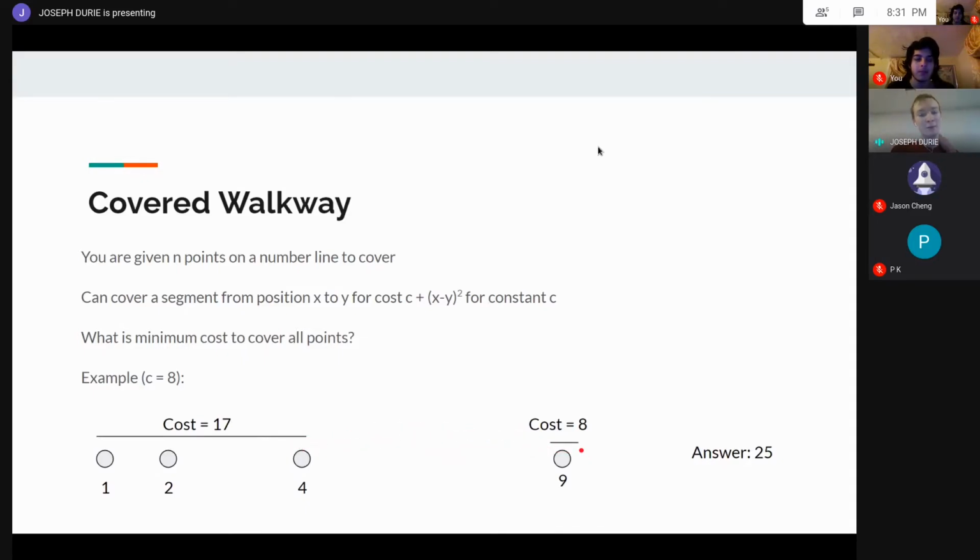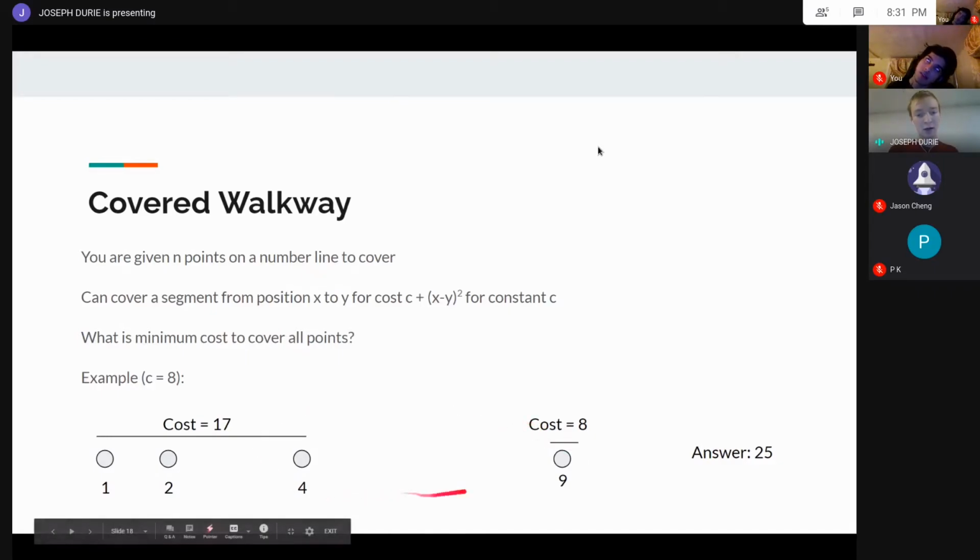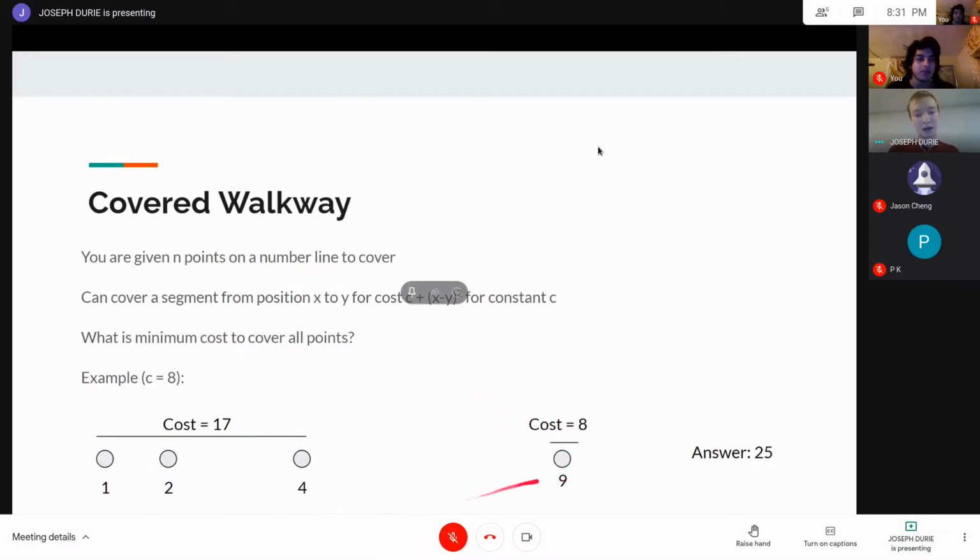Then the answer for that would be whatever the cost of this segment is, plus whatever dp of 2 is, right? Because now we have to cover everything from 2 to the beginning. So what's the cheapest way we can do that, basically? Okay, so that's the dp.